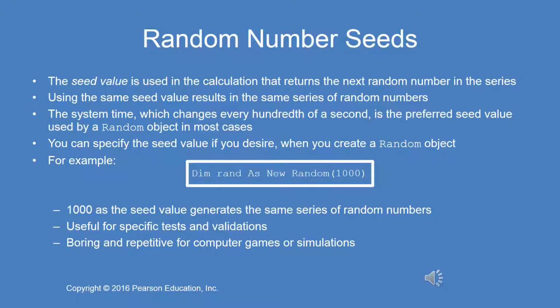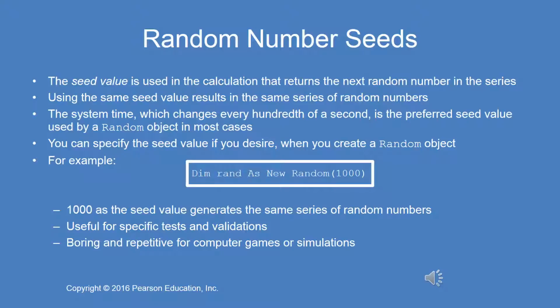Here's one that really frustrates me. Using the same seed value results in the same series of random numbers. So how can you have a series of random numbers? Think about that. Really, think about that. But anyway, it's a value that gets assigned to the random when it's declared. And so the best seed number to use is the system time, which changes every 100th of a second. And so you can specify the seed value if you choose to.